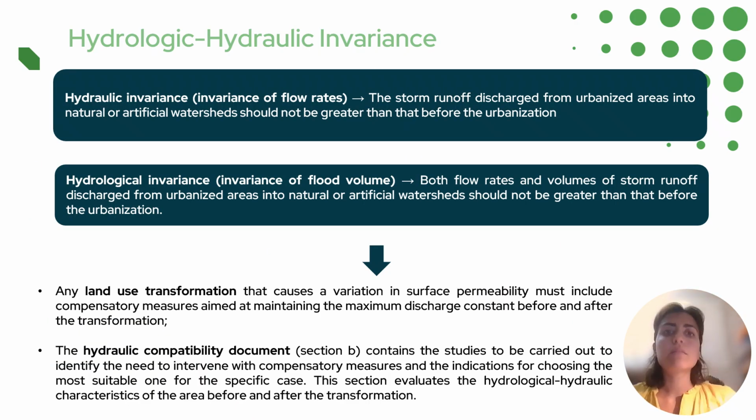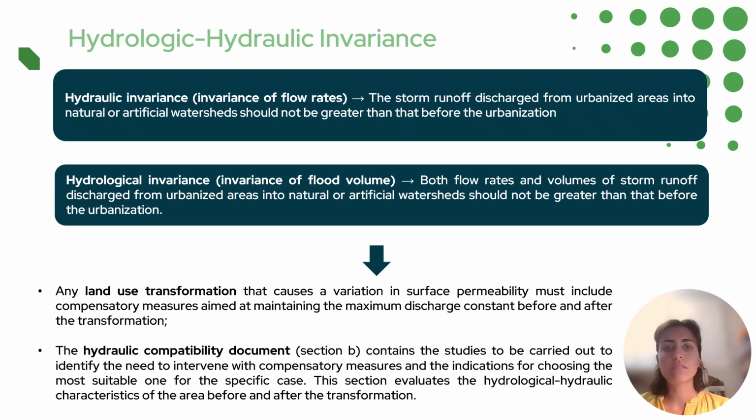Here we can define more precisely what we mean by hydrologic-hydraulic invariance. Hydraulic invariance refers to the invariance of flow rates. This means that the storm runoff discharged from an urbanized area into a watershed should not exceed the discharge that existed before urbanization. Hydrological invariance, instead, focuses on the invariance of flood volume. Both flow rates and volumes of storm runoff should remain unchanged compared to pre-urbanization conditions.